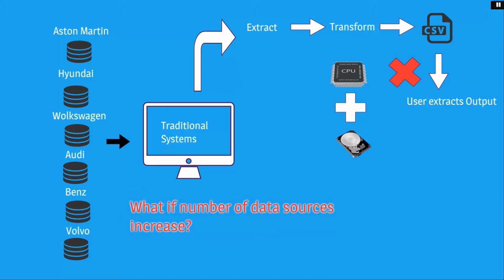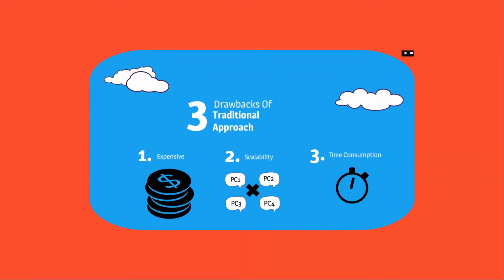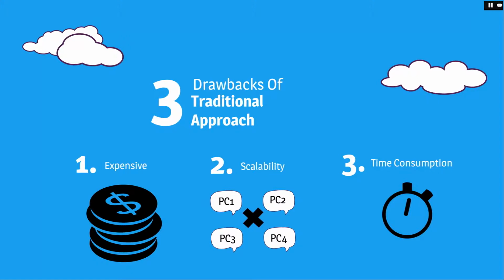Now, what if the data generated from various sources increases? This makes data processing a tedious task for any traditional system. Now let us discuss other drawbacks of these systems. There are three major drawbacks of traditional systems. The first major drawback is that it is very expensive and it requires a lot of investment for implementing or upgrading the systems. Therefore, it is out of reach of small-scale companies.